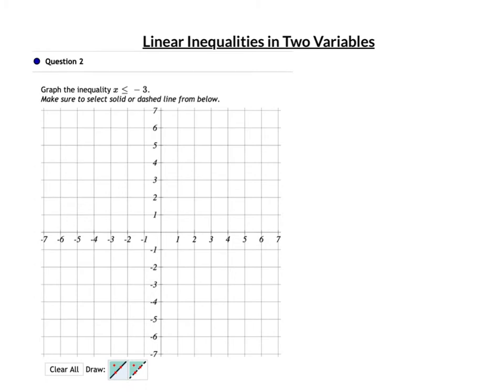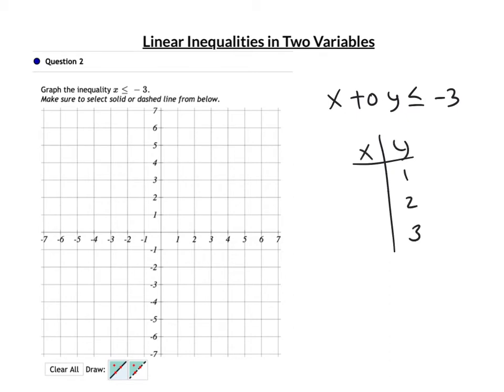X is less than or equal to -3. That's really x plus 0y is less than or equal to -3. If I were to make a table, x, y, any y values I plugged in would become 0 because I multiply by 0, and x will always be -3 every single time. -3, 1, -3, 2, -3, 3. You can see that every point on this line, notice there's an equal to. So every point in this line is going to work because there's an equal to.